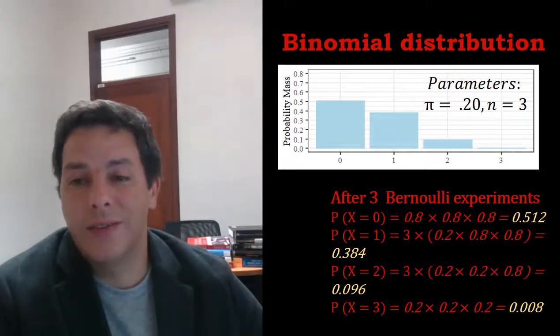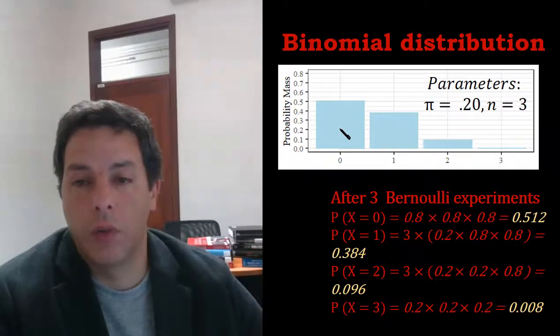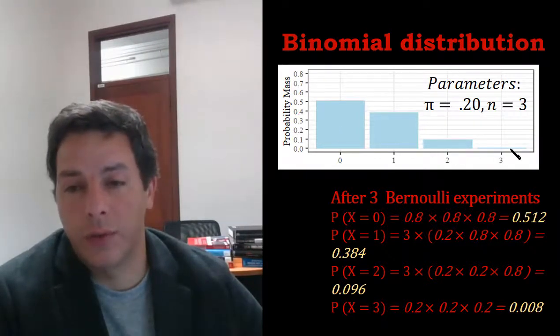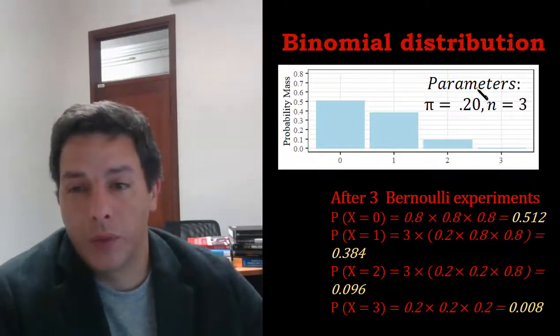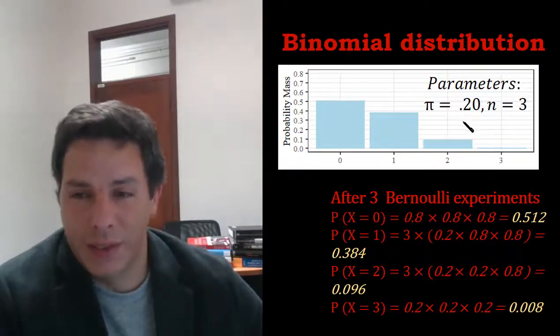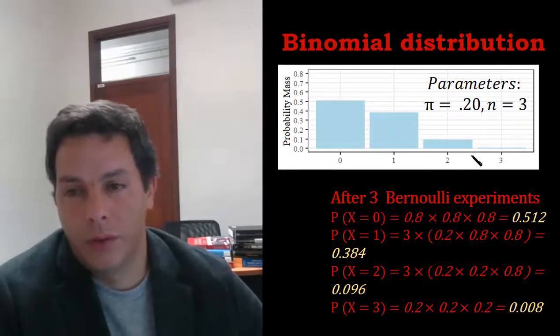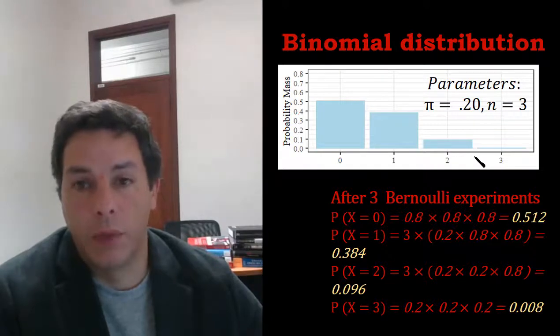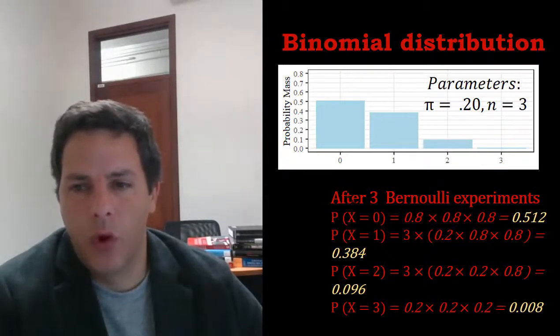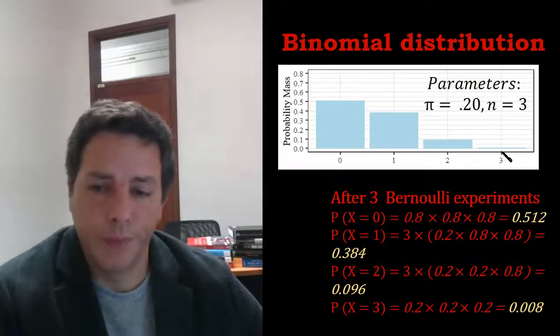So you can see that the bulk of the distribution is in 0 and 1, while 2 and 3 landings, or successful experiments, are very unlikely. Well, why? Because we started with a very low probability for one experiment, and when you multiply those probabilities, it becomes lower for higher values in this binomial distribution.